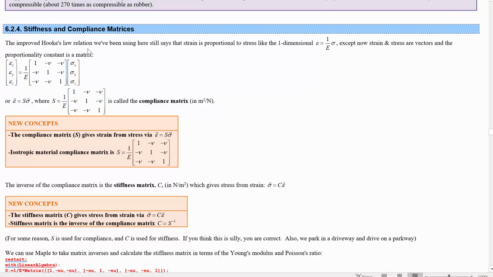This improved Hooke's law relation that we've been using, rather than the one-dimensional one, now incorporates the Poisson's ratios and the changes from other dimensions as well, and allows us to deal with these different stresses. It is so useful that we're going to give names to this matrix in front. We're going to say that this thing is the strain vector, and that this thing over here is the stress vector.